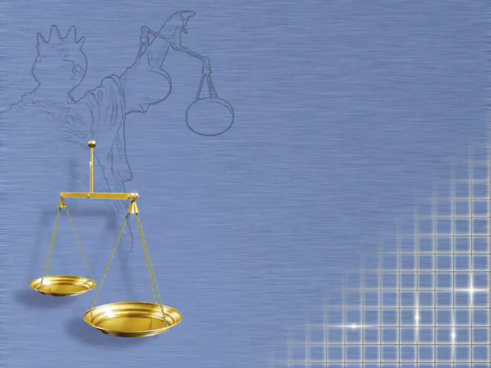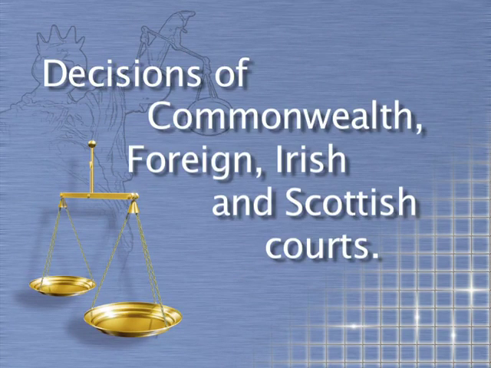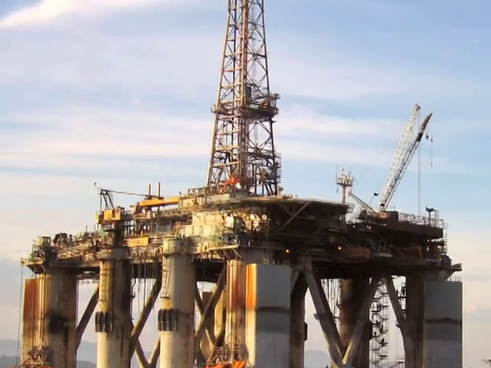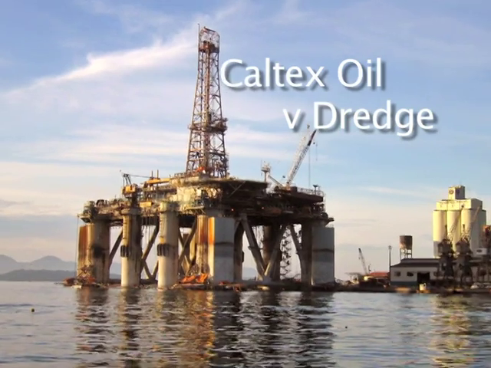Persuasive precedents. Obiter dicta belong to a category of precedents which are not binding, but are considered persuasive. So, for example, the judge in the present case decides to follow them because he agrees with their reasoning. One of the most famous and memorable examples of this was in Donoghue v Stevenson and the neighbour principle. Other categories of persuasive precedent include decisions of Commonwealth, foreign, Irish and Scottish courts. Thus, the House of Lords in Junior Books v Veitchi was influenced by an Australian case, Caltex Oil v Dredge.